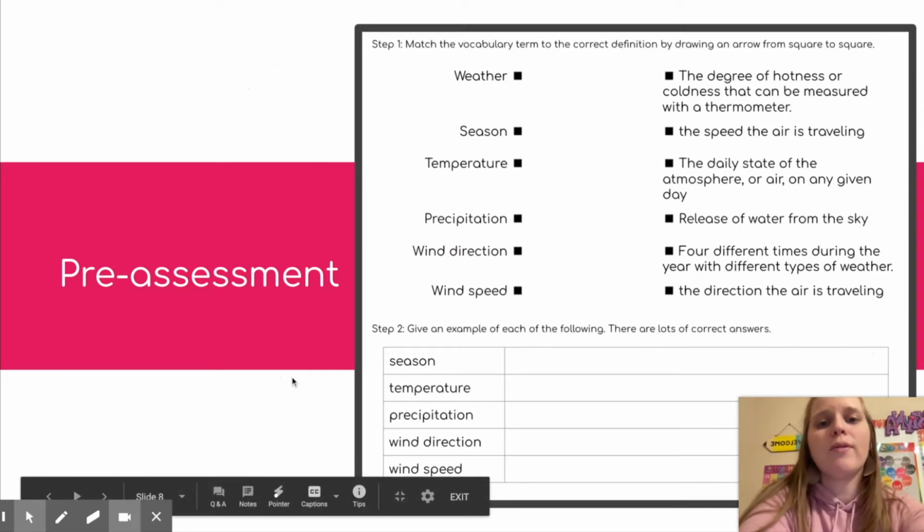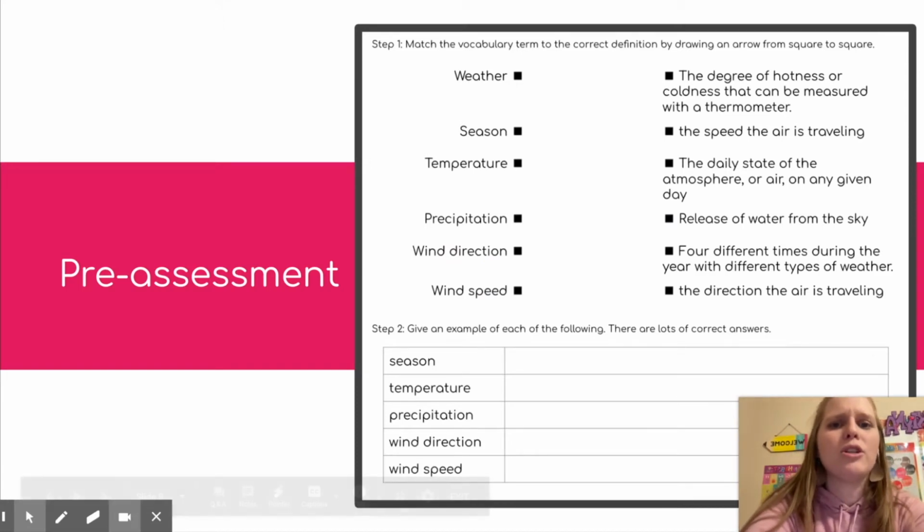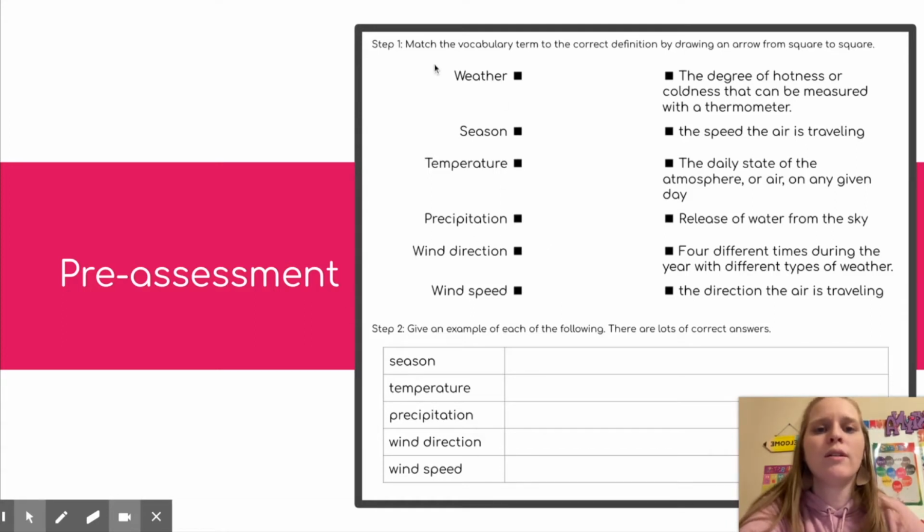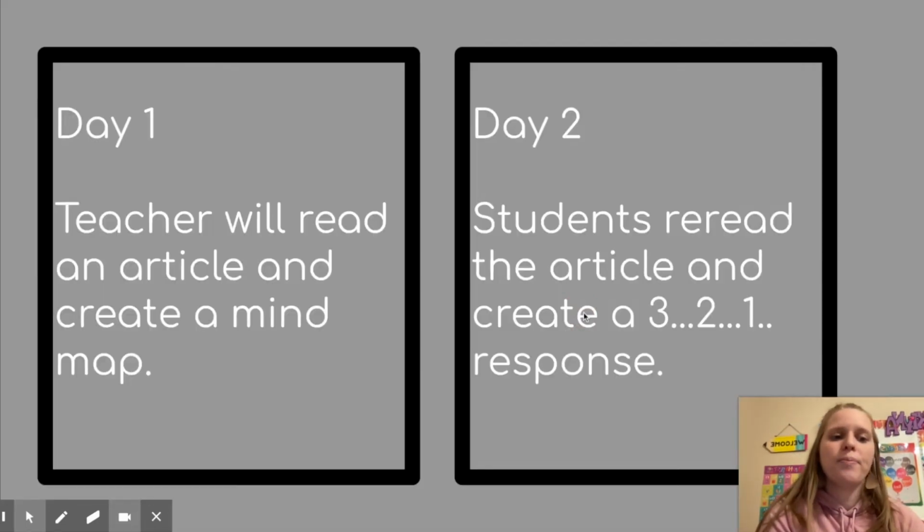The first part of the unit would be this pre-assessment, which I did as a basic list of the key words. I'm not sure if you can see my cursor. These are the keywords, and they would just do a matching and then give an example. What's an example of a season? What would be an example of the temperature, precipitation, wind direction, and wind speed? And these are the words that would go on the weather wall, or the word wall.